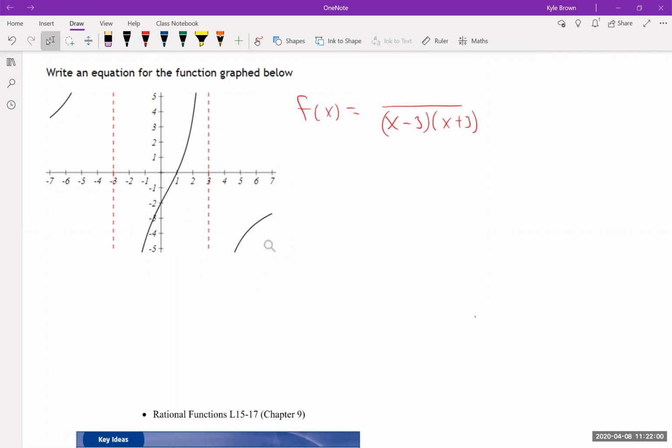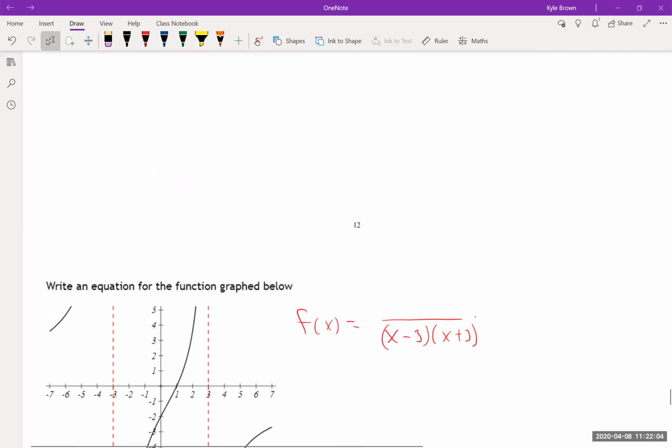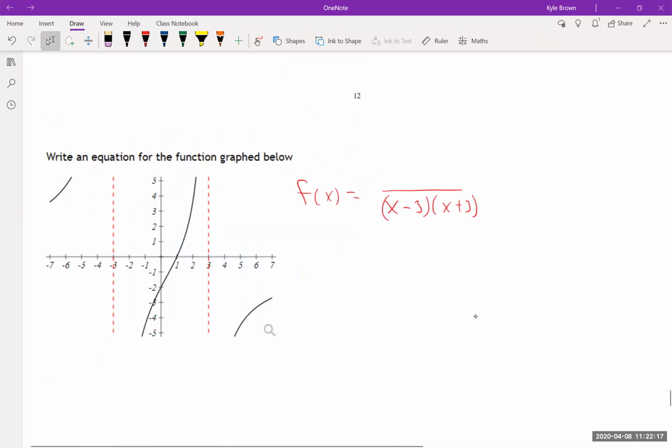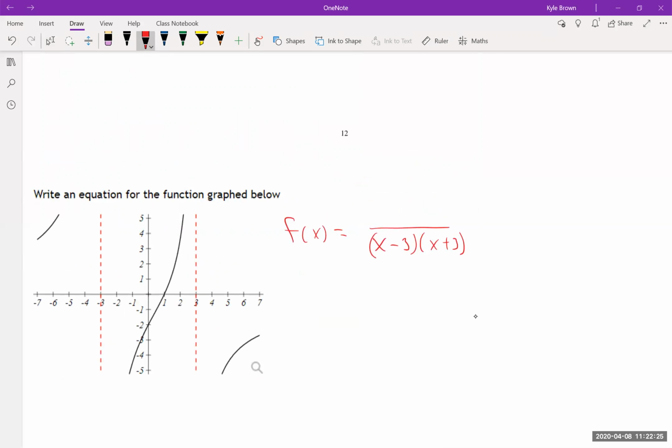So now on the top, if we look up here at these other ones we were doing, like this one, to begin with it had an extra x on the top, right? And a couple things canceled. This one, I've got my x-intercepts, I've got my vertical asymptotes, but I'm not sure if this would just be a 1 up top, or maybe it's an x up top.